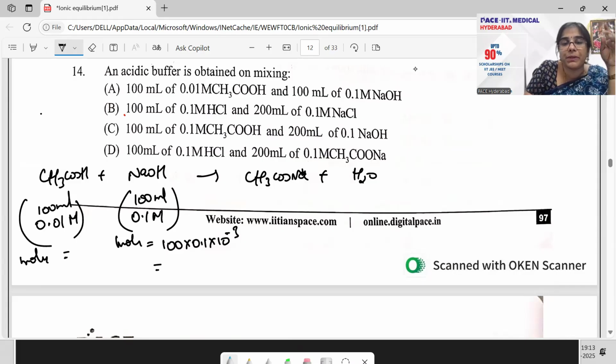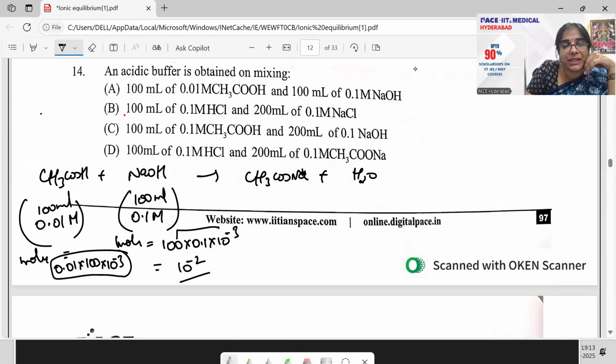How much is this? 10 power minus 3, 10 power minus 2, 10 power minus 1. So this is 10 power minus 2. And then what is left here? Here also you check, 0.01 into 100 into 10 to the power minus 3, which is 10 power minus 1 into this, which is 0.001. 0.001 is the lesser one.